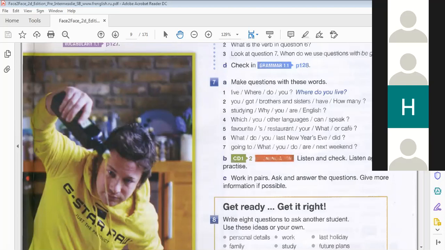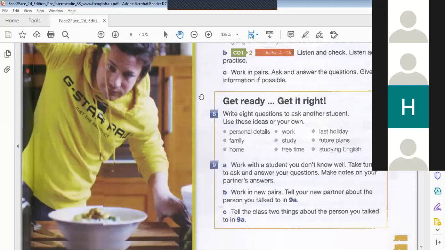6. What did you do last New Year's Eve? 7. What are you going to do next weekend? Okay. All right, so these are the answers. This means all of the answers were correct. Okay, let's take a look at number 8 here.